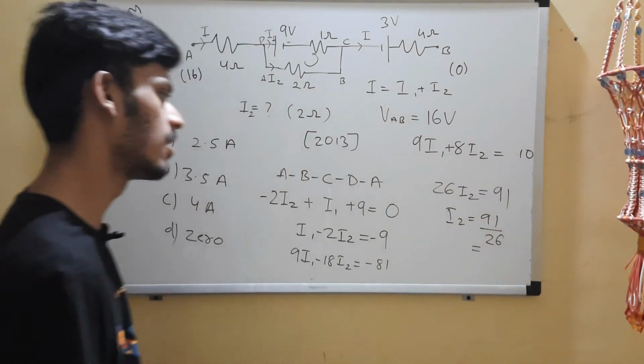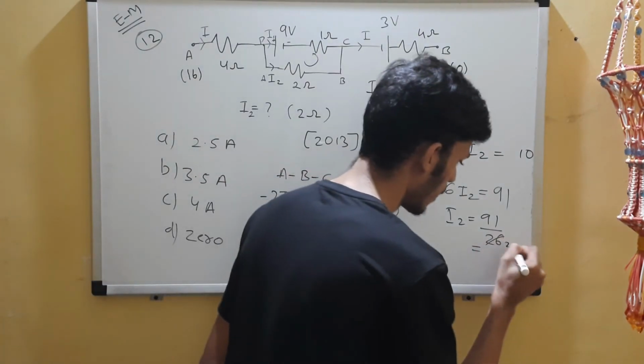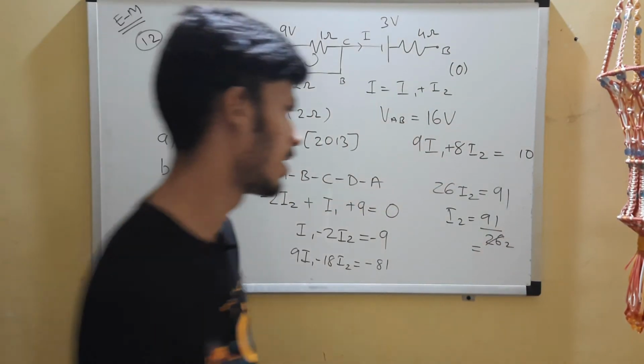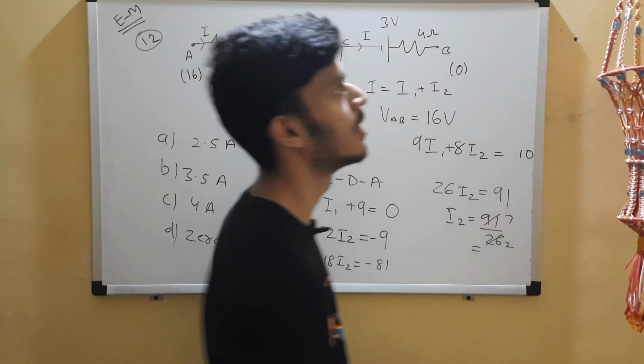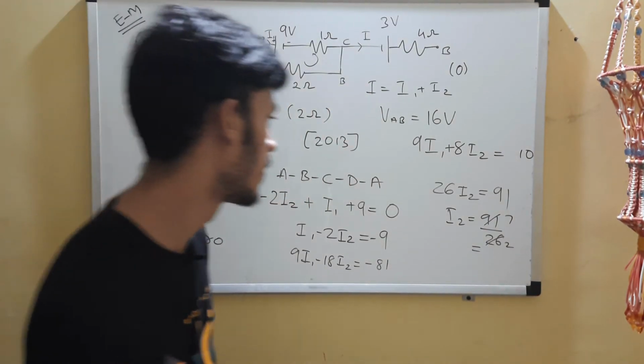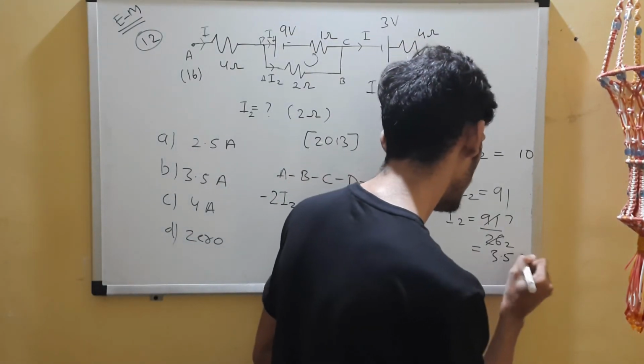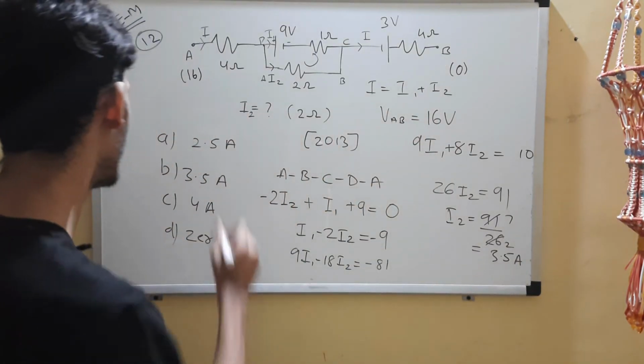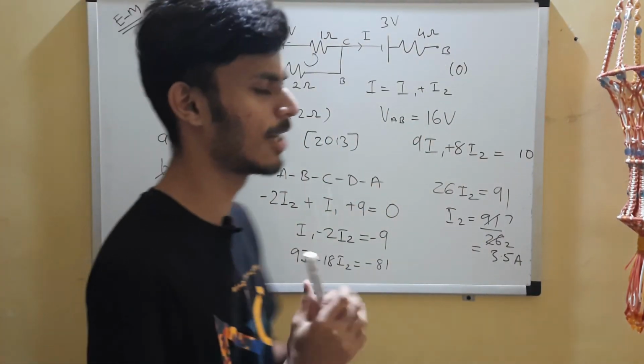So I think this cancels by 13. 13 2s are 26, and 13 7s are 91. So 7 by 2, 3.5 amperes. Option B is the correct choice over here.